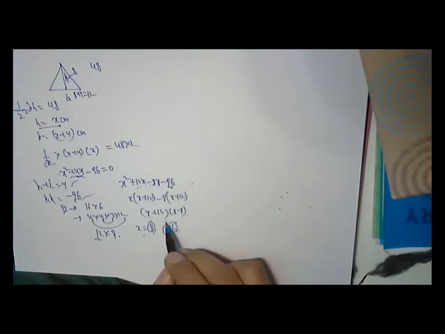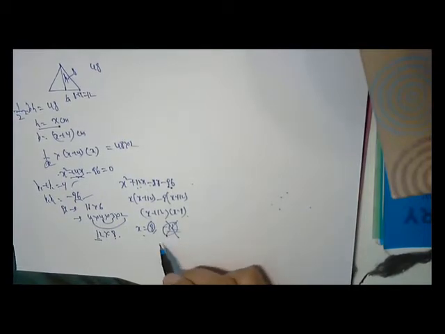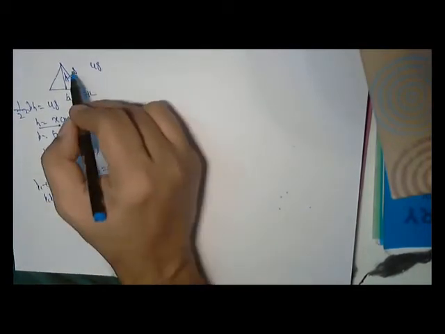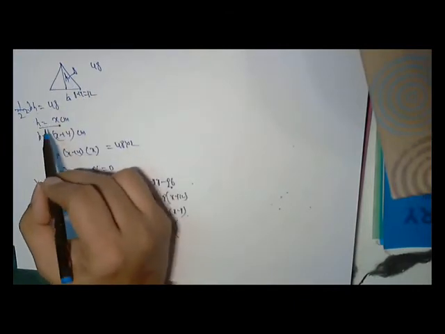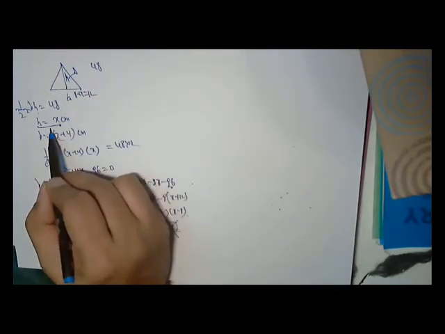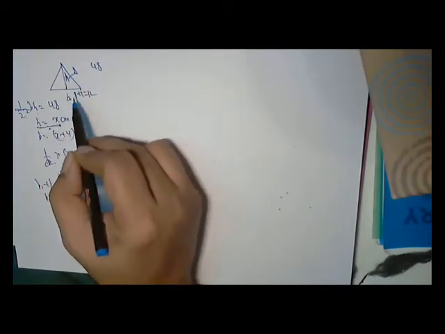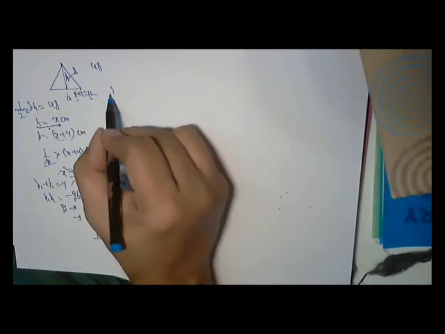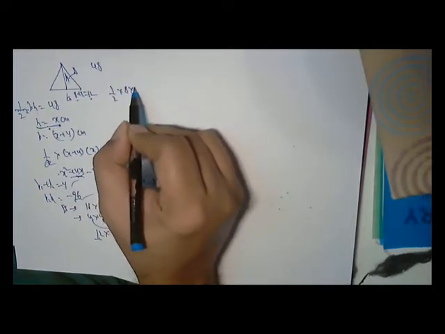Otherwise, negative is not valid. So the height is x, which is 8. Here h is x, so the base is 8 plus 4. What is the formula? Half into base into height.